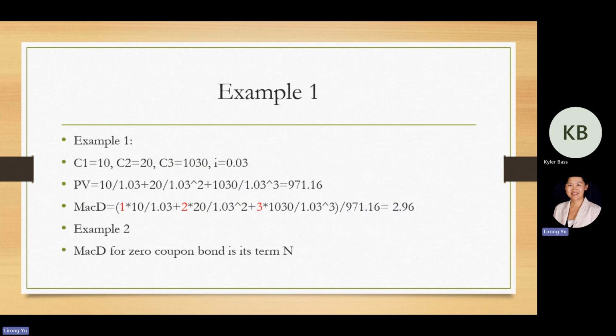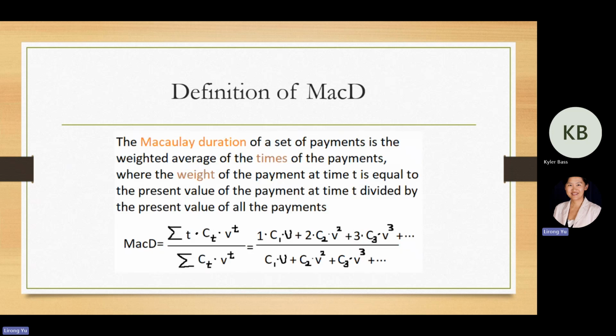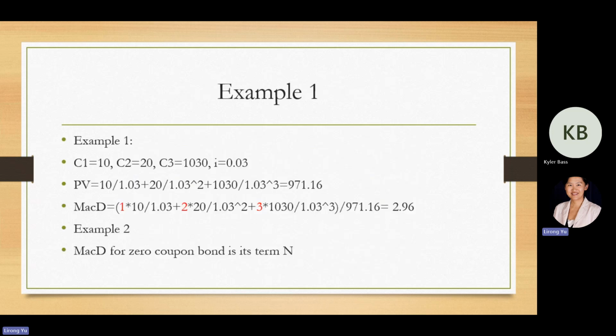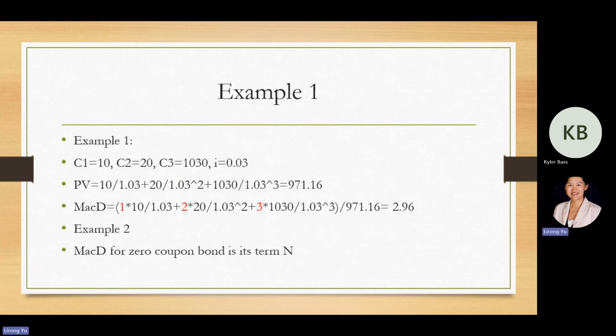Let's look at an example. Example 1, suppose you have a cash flow. It's the same as what we had in this earlier example. Remember, we were talking about it and hadn't fully calculated it. Let's finish the calculation of this duration. We have C1, that's $10, C2, that's 20, and C3 is 1,030. You can put this into your financial calculator and calculate the present value. You're going to end up with a present value of 971.16.